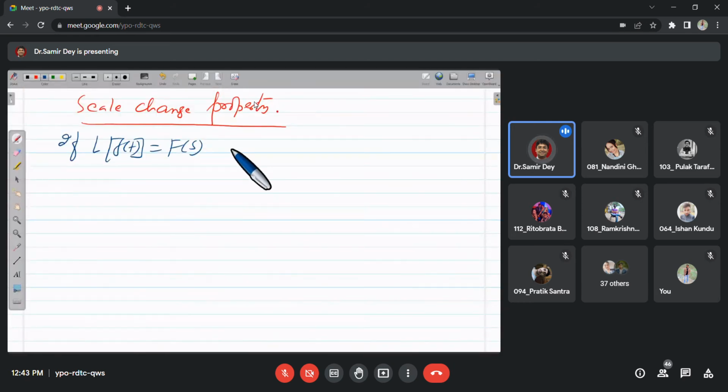If L of Ft is equals to Fs, then L of f of At is equals to 1 by A f of S by A. Okay. Now try to understand what is the basic part of the change. So here your T is associated with A. Now try to understand the question. It will be better for you.